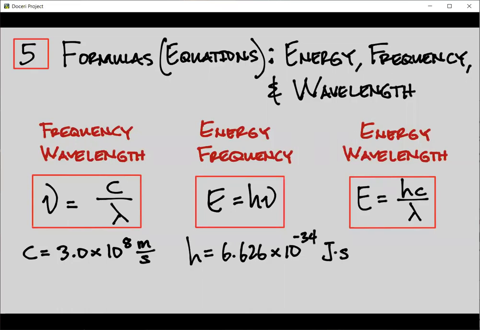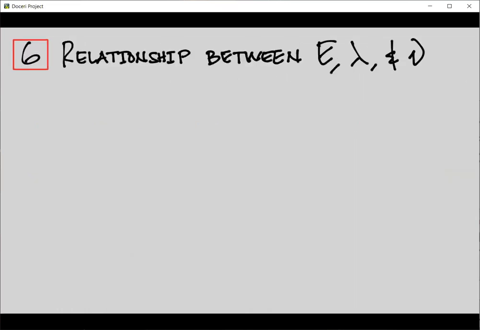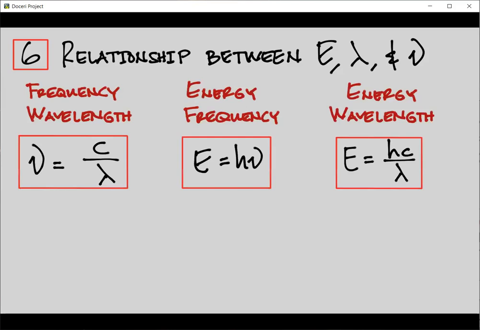All right, so we just looked at the mathematical relationship between these three. So how are they exactly related? Here are the equations again. And I already mentioned that frequency is inversely proportional, or inversely related, to wavelength, whereas energy is directly related to the frequency. So energy is directly related to frequency, but inversely proportional to the wavelength.